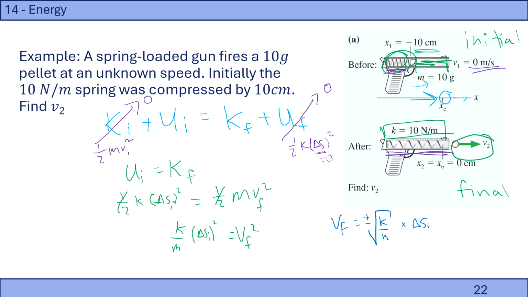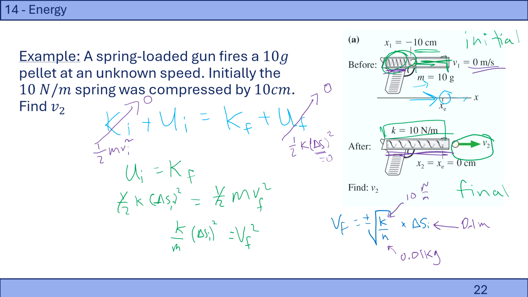We lose information about direction when we go with energy, because energy doesn't really have directionality to it. It's not a vector. k is 10 newtons per meter. m, the mass, is the 10 grams, or 0.01 kilograms. And delta s_i is the initial compression, which is the 10 centimeters, or 0.1 meters.